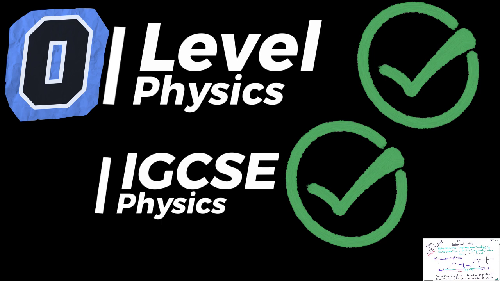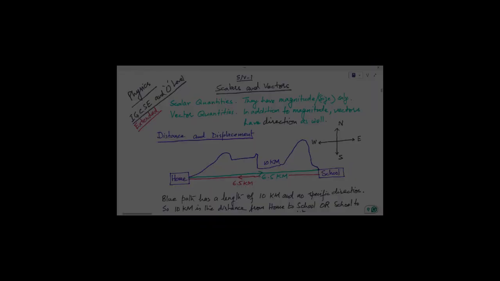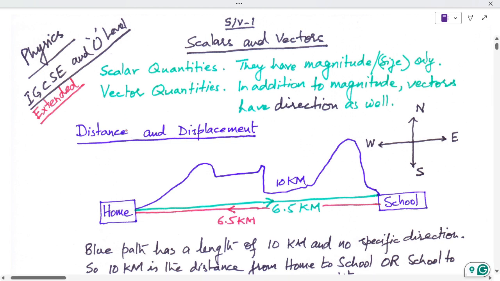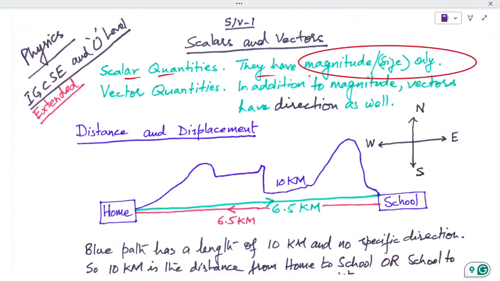of the question paper. First of all is the definition of scalar quantity, and scalar quantities are those quantities which have magnitude or size only. Whereas if we have to define vector quantities, they'll be defined as, in addition to magnitude and size, the vector quantities also have direction as well.